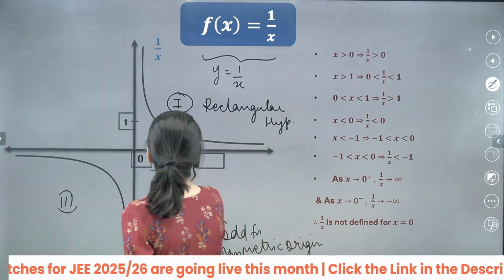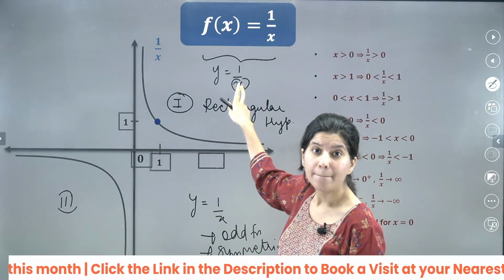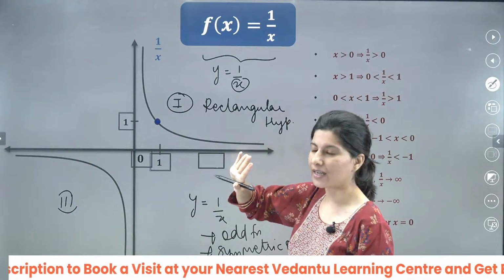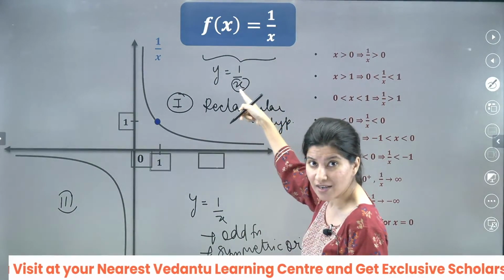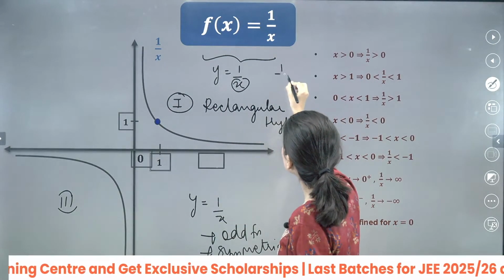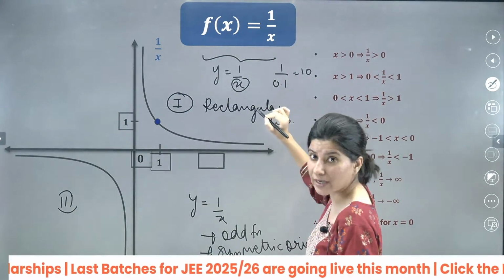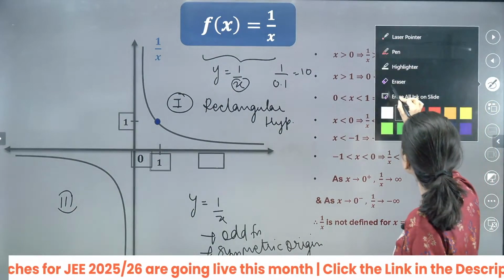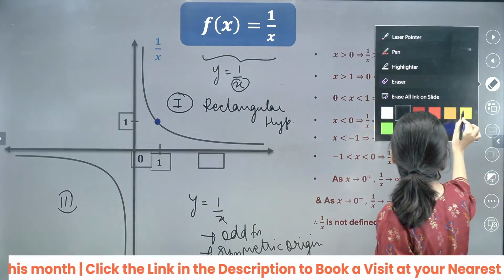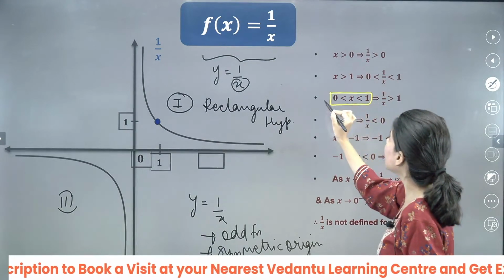Just tell me one thing. When my x is from 0 to 1, my y will be the reciprocal of a fraction. Whenever my x is a fraction, my y will be what? The reciprocal of a fraction. So if x is a fraction, y will be 1 upon the fraction, 1 upon 0.1. So this is going to be 10. So whenever you see that your x is lying between 0 and 1, that is, my x is a fraction.